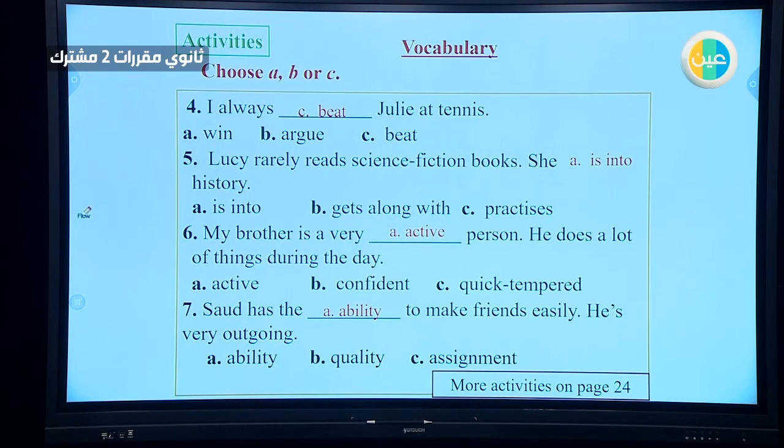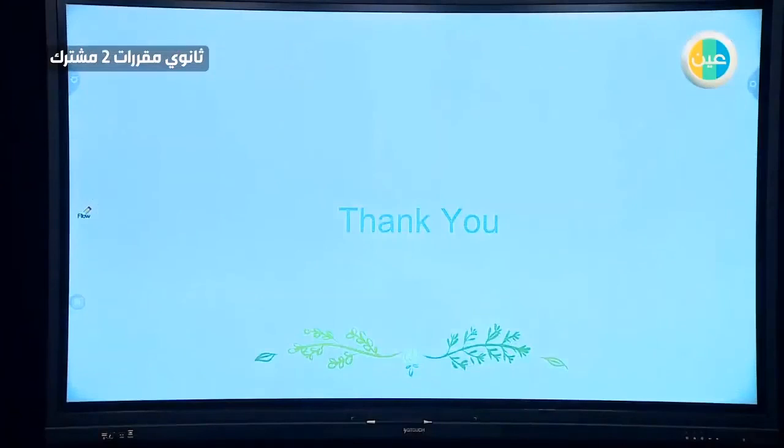So if you want to practice more activities, page 24, do that. These are just samples for you. Try to go through the grammar, try to go through the writing and the vocabulary. These are the most important ideas in module 2. Inshallah, at the end of these revisions, I'm going to try to bring you an organizer so it's easier for you. Thank you.